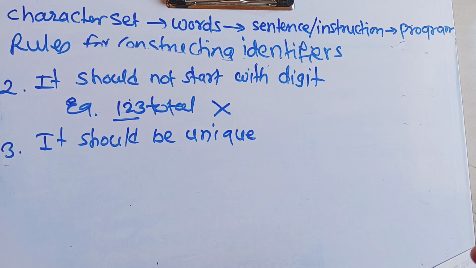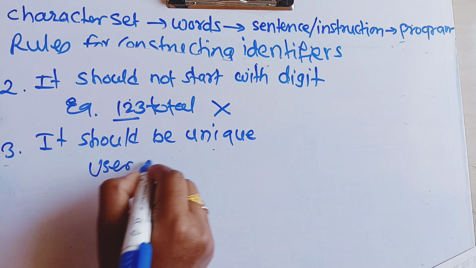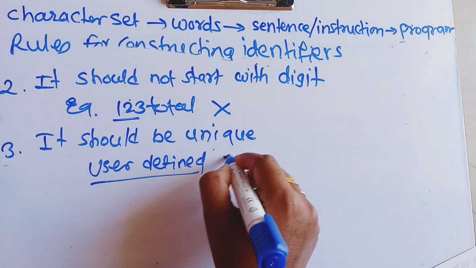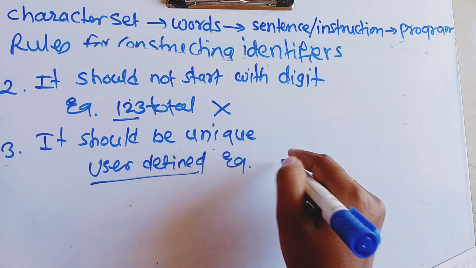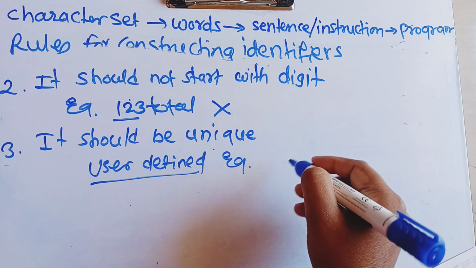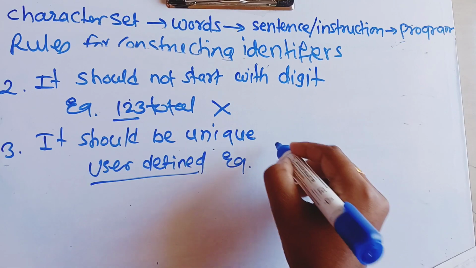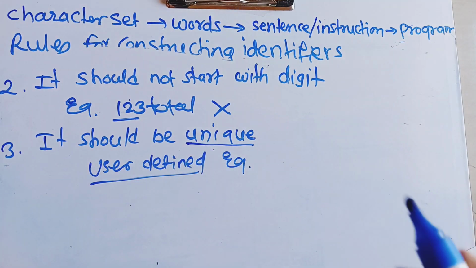What is the meaning of this? User identifiers are user defined, right? As I said, they are used to give names. For example, in our family, if we have the same name for two children or two persons, then it will be difficult to identify them uniquely. As I mentioned, identifiers are used to identify them uniquely.